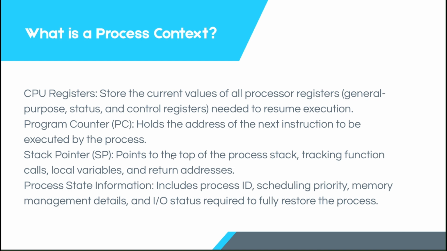In simple words, process context is the complete information about a process that is required to stop it temporarily and later resume it exactly from the same point where it was interrupted. Let us understand this with a real life example. Imagine that you are writing an assignment in Microsoft Word. You have already completed 5 pages and are currently typing the sixth page. Suddenly, your friend sends you an important message on WhatsApp, so you minimize Microsoft Word and open WhatsApp to reply. After a few seconds, you come back to Microsoft Word.